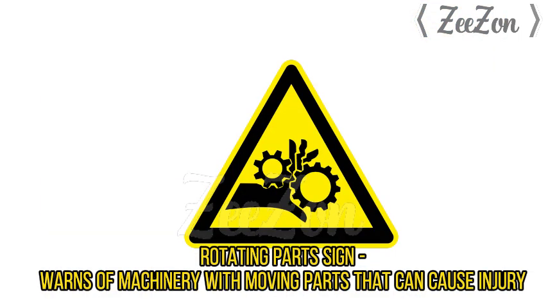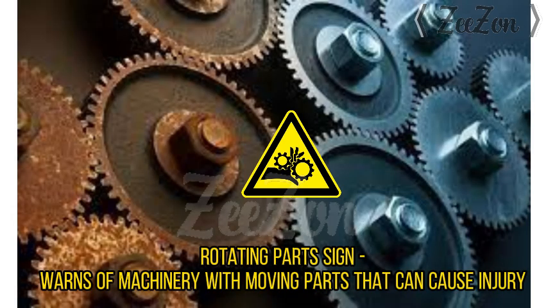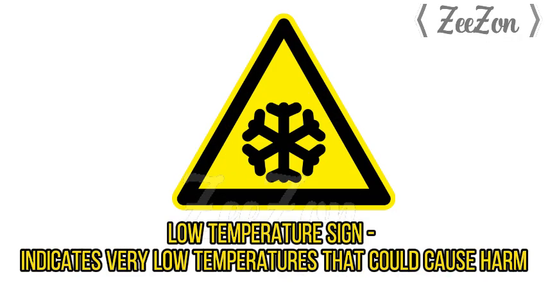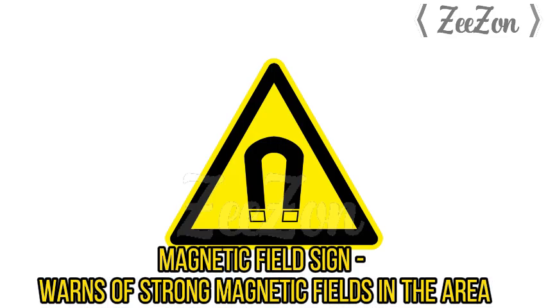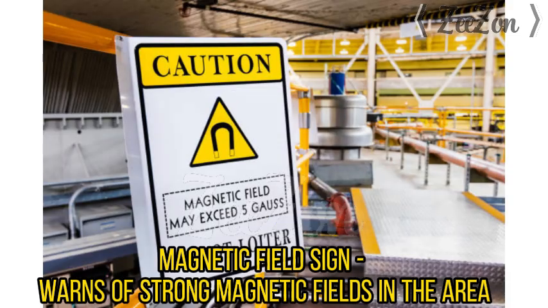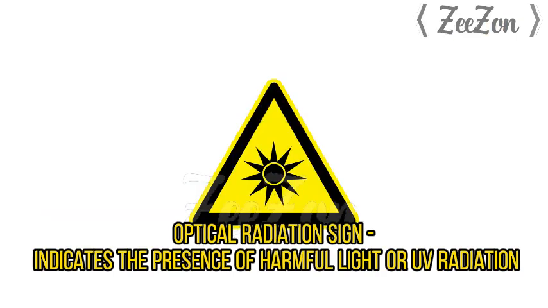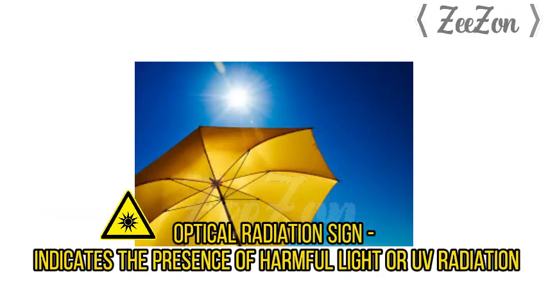Rotating part sign warns of machinery with moving parts that can cause injury. Low temperature sign indicates very low temperatures that could cause harm. Magnetic field sign warns of strong magnetic fields in the area. Optical radiation sign indicates the presence of harmful light or UV radiation.